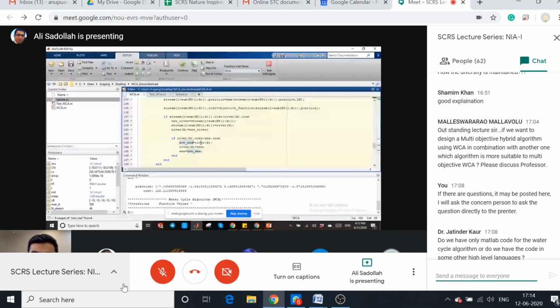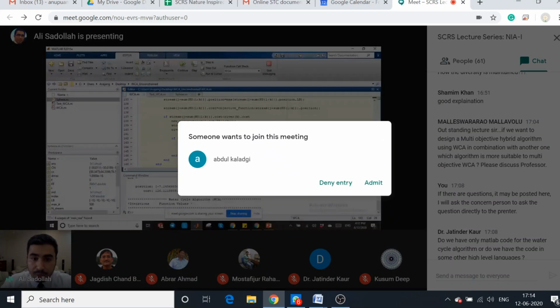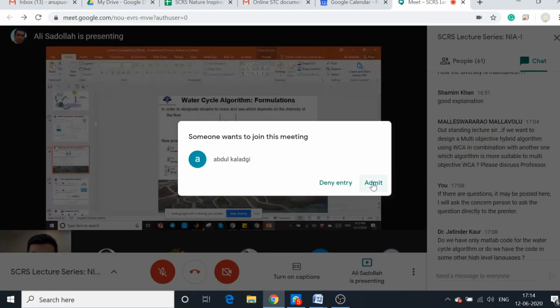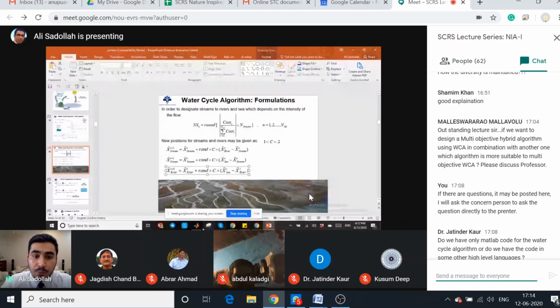And also we have a moving river to the sea. Same equation, river to the sea, and then check that the new position is between the lower bound and upper bound, calculate the cost function, and then check the cost function with the sea cost. If this cost is smaller than this cost, just change the position of the river with the sea and the sea with the river, something like that.